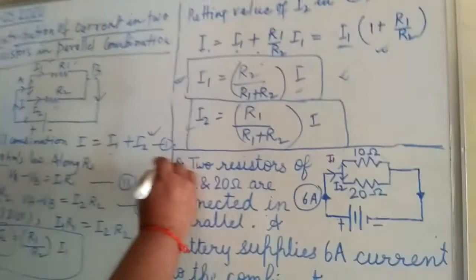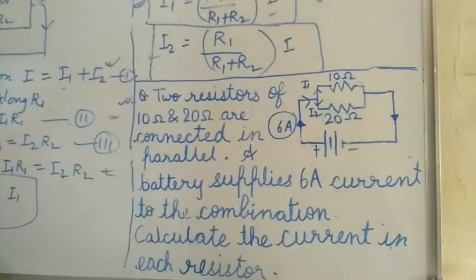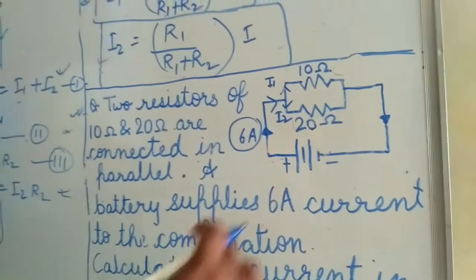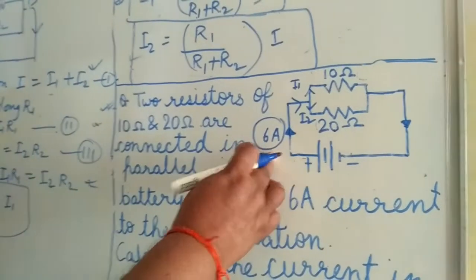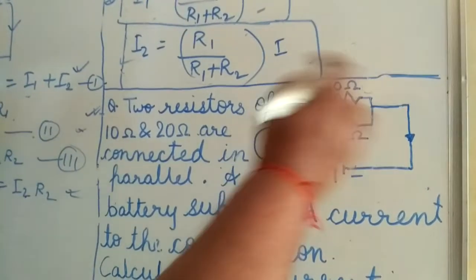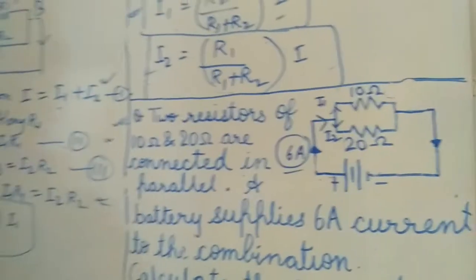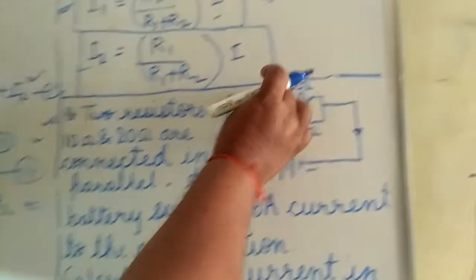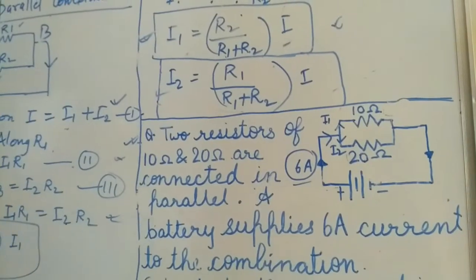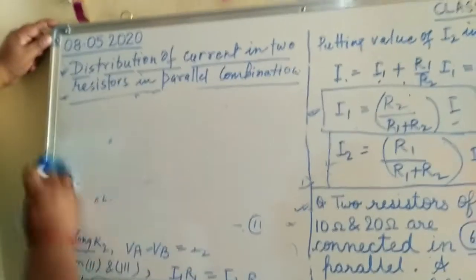We take one simple example for applying that formula. Here are two resistors R1 and R2, which are 10 ohm and 20 ohm. Here the main current is 6 ampere, and when this main current passes along the resistors, it is distributed. So we want to know I1 and I2 in this particular example. For that, we calculate I1 and I2.